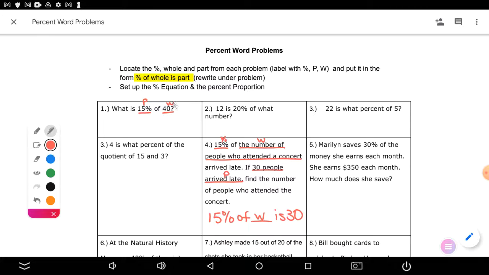That's my whole. And could I rewrite this as 15% of 40 is blank? So what are we looking for? The part. So I'm just going to underline what is. Oops, that should be a percent sign, sorry. And I'm going to put a P there. So how do I rewrite that phrase in percent of whole is part? 15% of 40 is P.